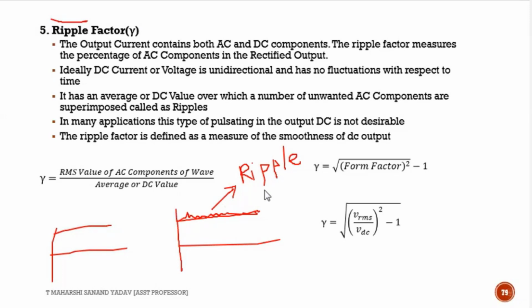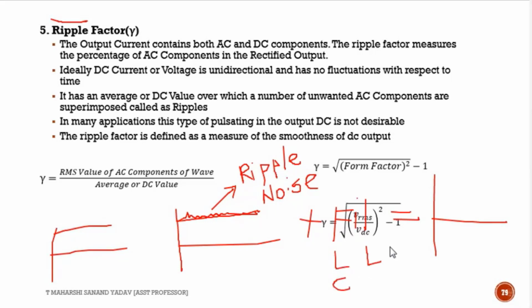A ripple is something which is noise simply. For better understanding, you can consider it as some noise. And in order to remove this noise or ripples, we need to add a filter for this. So under filters, how many types? How many types of filters are there? Anyone? L, C, LC and CLC. We shall discuss this in the next session.